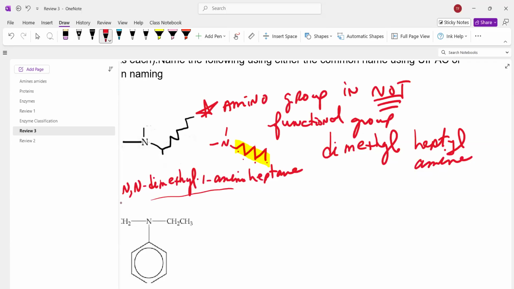off of heptane. Okay? Or you can name it as a common one, assuming I don't say name it two ways. Okay, so that's really important on this here. The amino group is treated as a branch, not a functional group. Functional group changes the name here. So we're naming this as an alkane with an amino branch. Does that make sense?